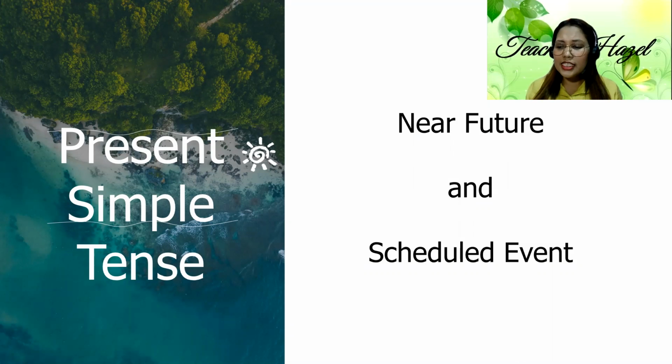Now, this can be a little confusing, but we are not using the future tense. We are using the present simple tense. Right? So it's possible to do that, and it's actually common for people to do that, again, for something that will happen in the near future and a scheduled event. So let's look at some examples.